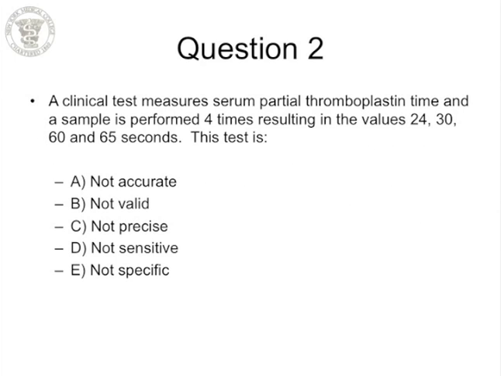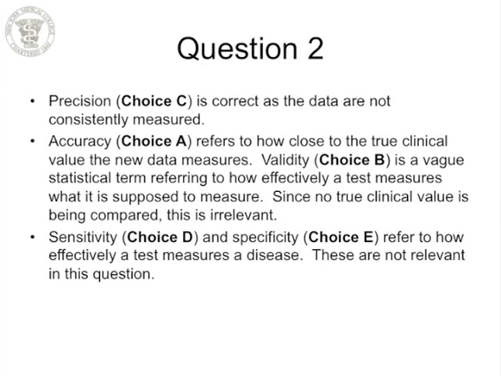Another question: a clinical test measures serum partial thromboplastin time and a sample is performed 4 times, resulting in the values 24, 30, 60, and 65. The test is A, not accurate, B, not valid, C, not precise, D, not sensitive, or E, not specific. And the answer here is C, not precise.